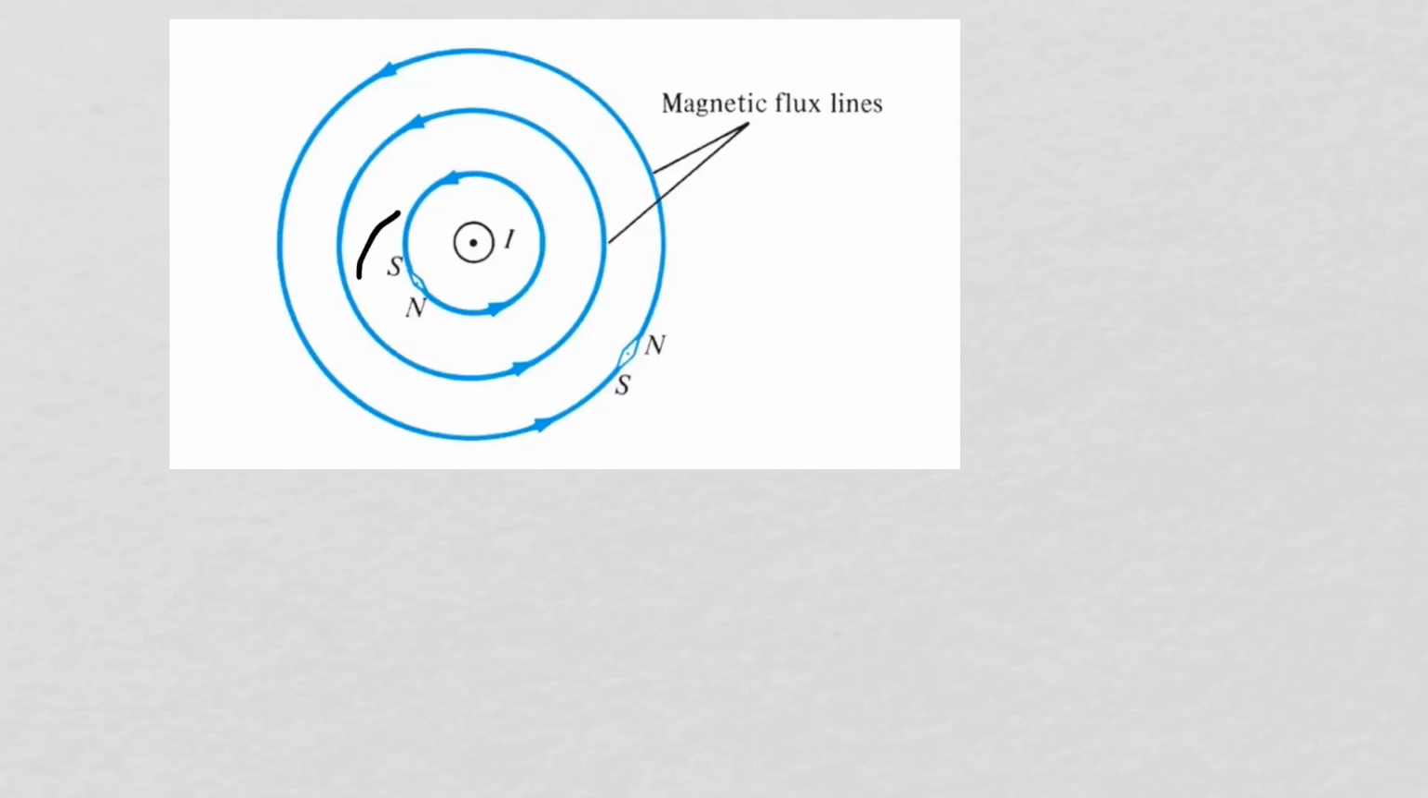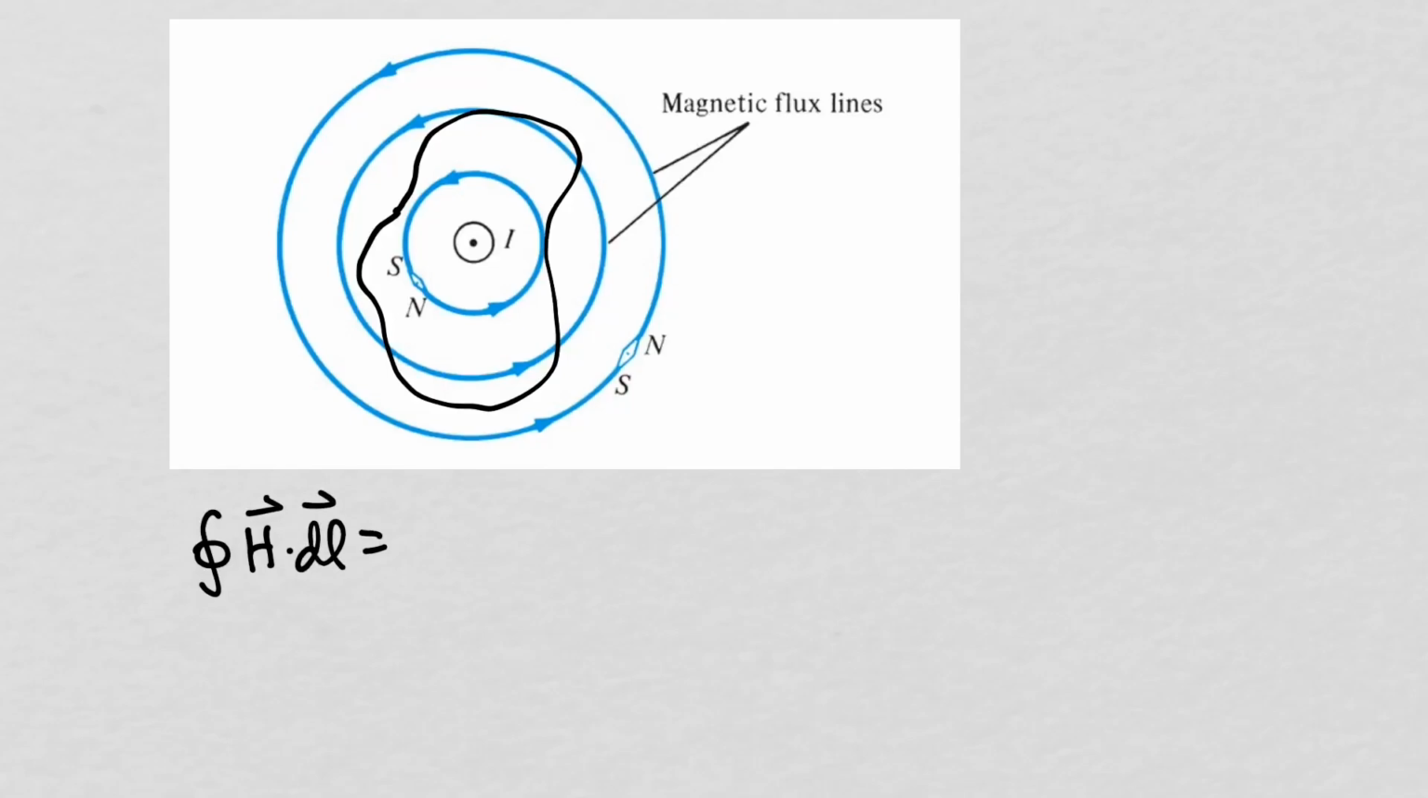Let me form a path that encloses the wire. And what we're going to do is integrate H dot dl around this closed path that encloses the wire. And this arrow here will indicate the direction of integration. So it's going to be kind of in the phi direction to go all the way around the path.